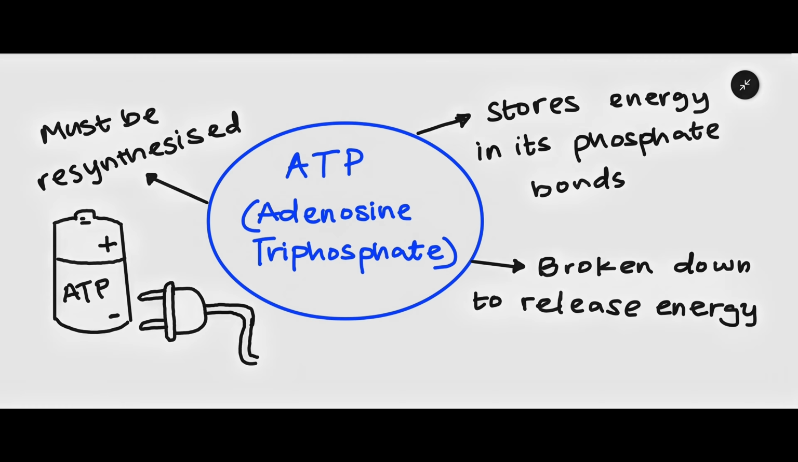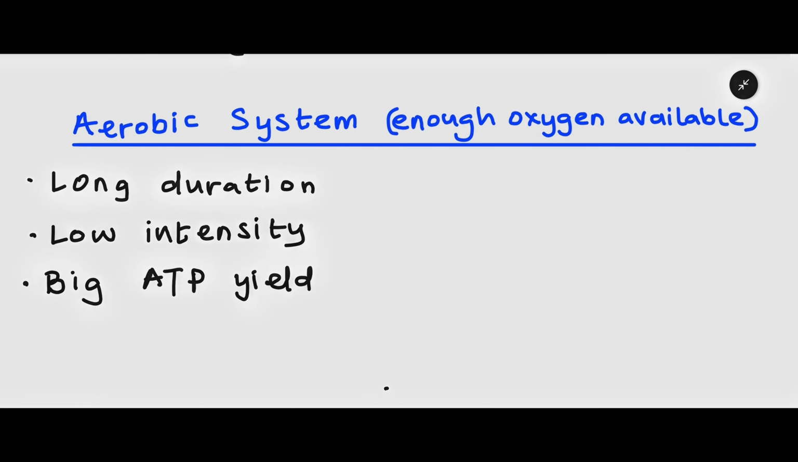Think of ATP like a phone battery that drains almost instantly during exercise. Your body needs chargers. It has three main chargers. The ATP-PC system is the instant charger. Anaerobic glycolysis is the fast charger. And the aerobic system is the slower charger, but it can keep going for much longer and produce much more ATP overall. So the real question in sport is not whether ATP is used. ATP is always used. The real question is, which energy system is doing most of the ATP resynthesis at that moment?